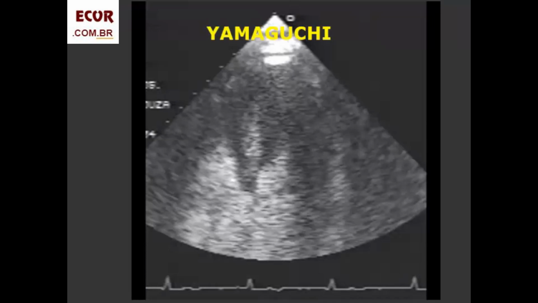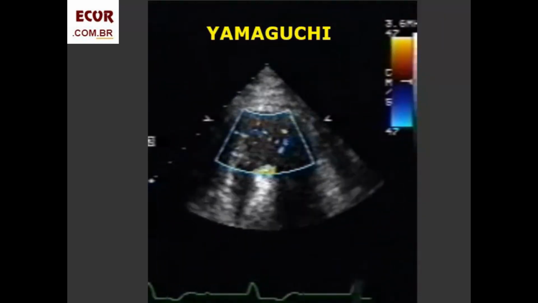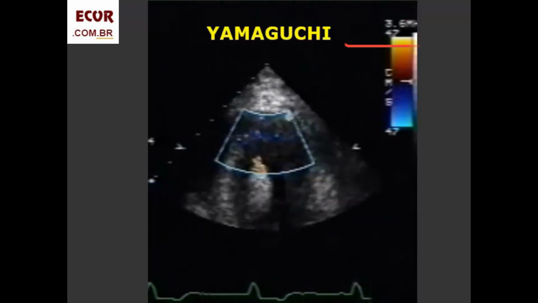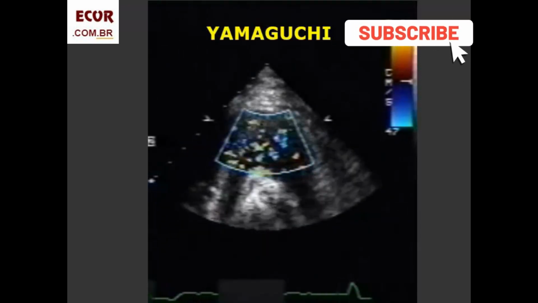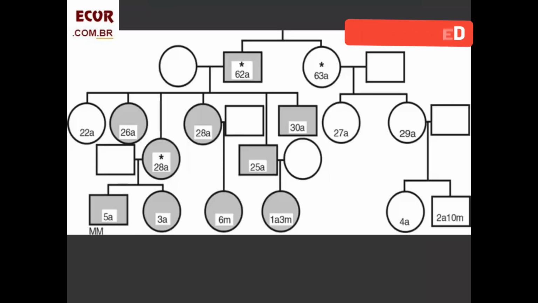Here is another example. In this case, the microbubbles showed the apical hypertrophy, and several vessels flow in this region during diastole. Here the same patient is studied with color Doppler. See the flow of the vessels in the hypertrophic apical region during diastole.